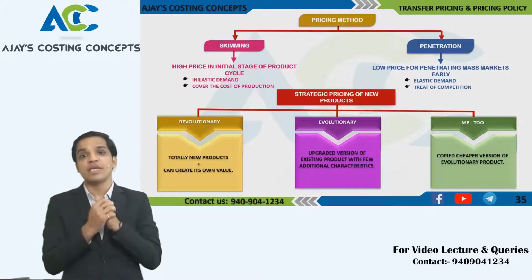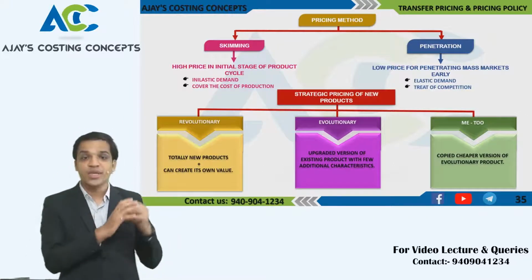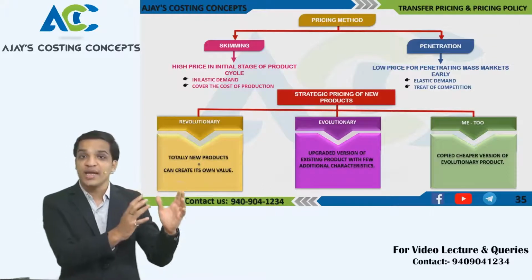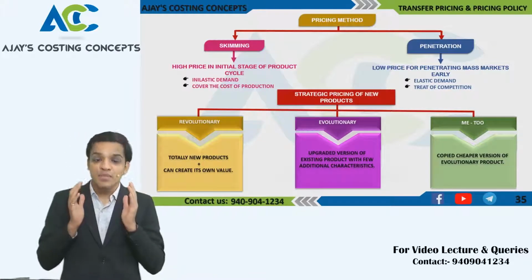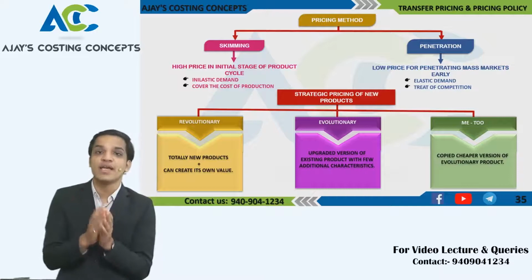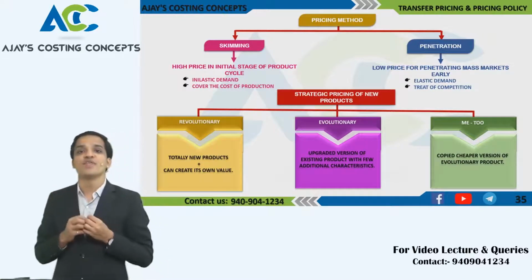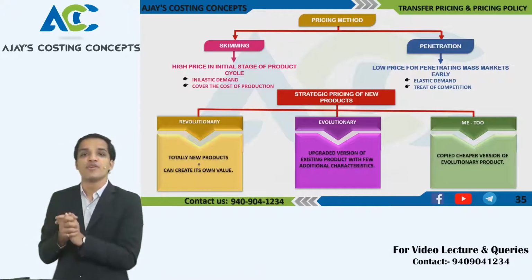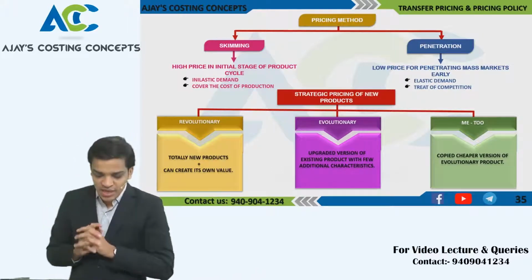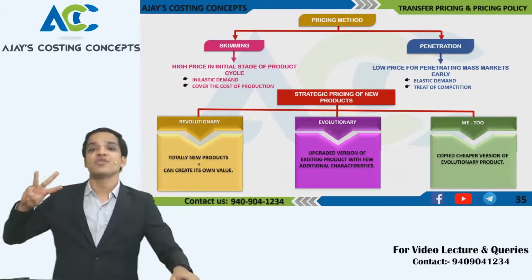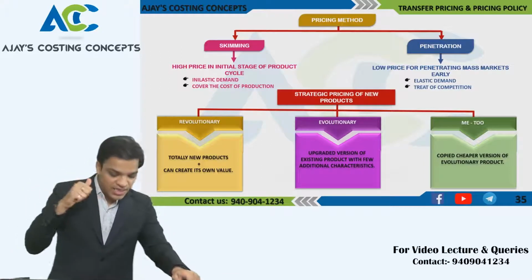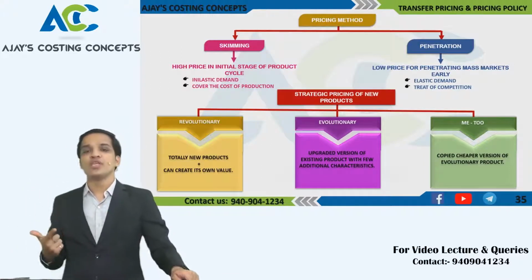I can give you one more example. Revolutionary is something like iPhones, right? And Samsung and OnePlus come in the evolutionary models, right? But phones like Oppo, Vivo, where they copy the features of these products and then provide them, like Micromax, Lenovo, and all those. So strategically there are three things to understand: revolutionary, evolutionary, and me too.